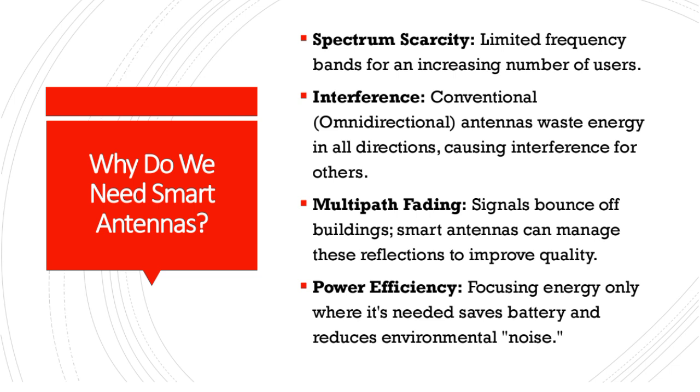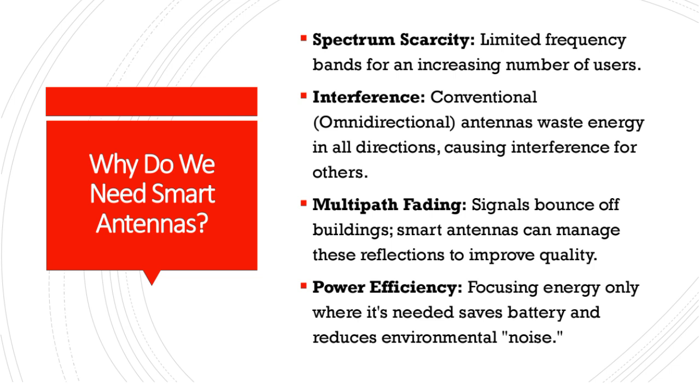The second thing is interference. Here, we are using Wi-Fi antennas. You might know that omnidirectional antennas are used in Wi-Fi. These omnidirectional antennas waste energy in all directions. So it causes interference for others, because omnidirectional antennas direct the radiation pattern in all directions.